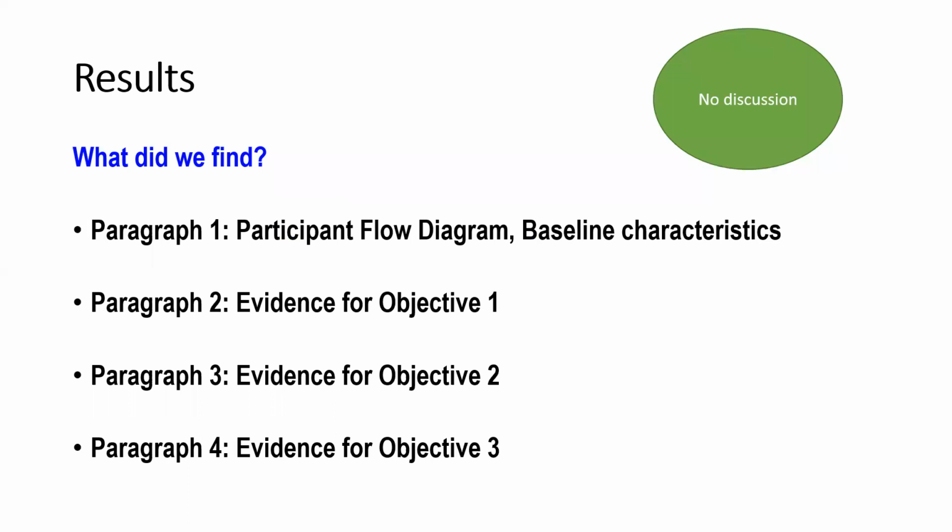Your results is basically, what did we find? In your first paragraph, I would want to see your participant flow diagram and the baseline characteristics. Then paragraph 2 in your results section would be the display items, where you're reporting on the main findings, for example, the message that you're trying to get across. And then you are referencing us back to a table or a figure. And if there are other objectives or other lesser findings, then we want to see them in subsequent paragraphs in your results section.